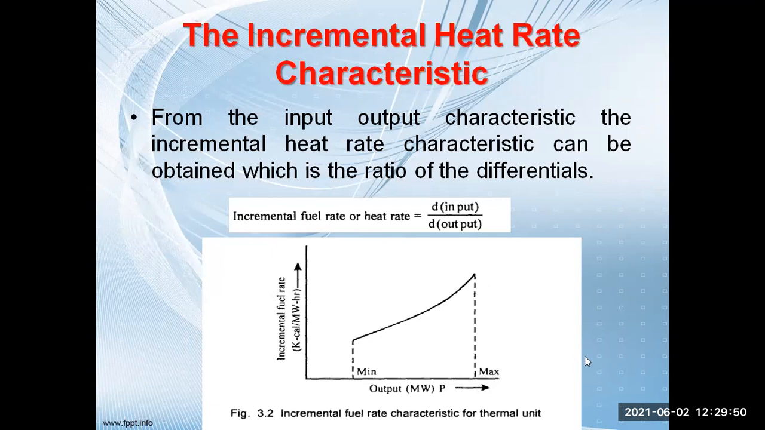So if anywhere it is asked what is the input-output characteristic of a thermal power plant, you have to draw this characteristic. This is between some minimum and some maximum. On the x-axis we have the power output, that is P in megawatt, and on the y-axis we have the incremental fuel rate. Incremental fuel rate means input is kilocalorie, and output is megawatt hour. So that is basically your output.